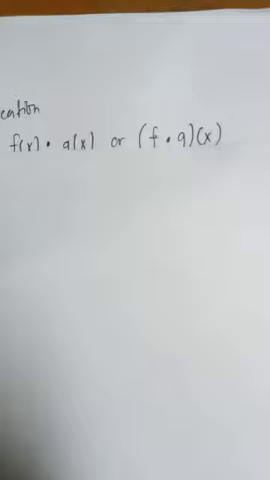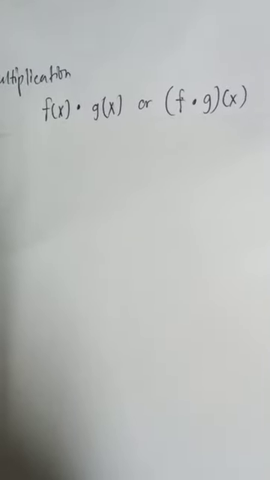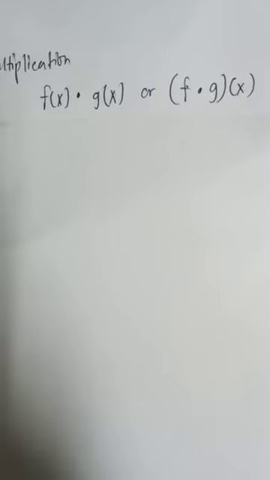So now let's proceed to the multiplication. So for the given, we have f of x times g of x. And first, you need to write this first, no?